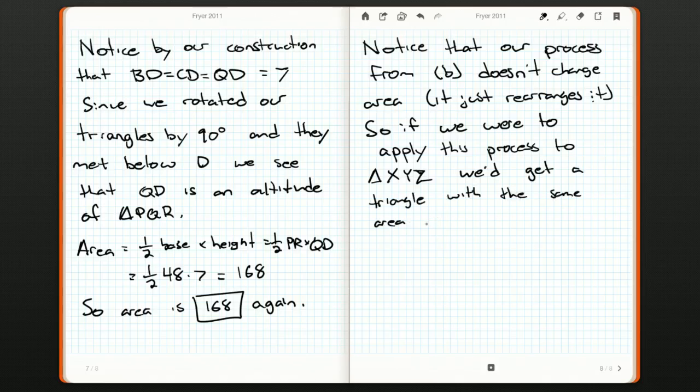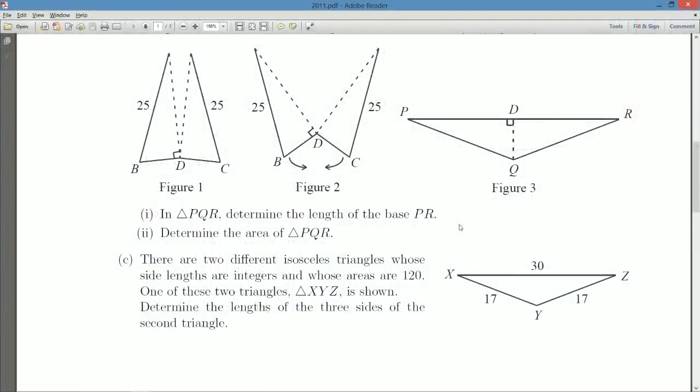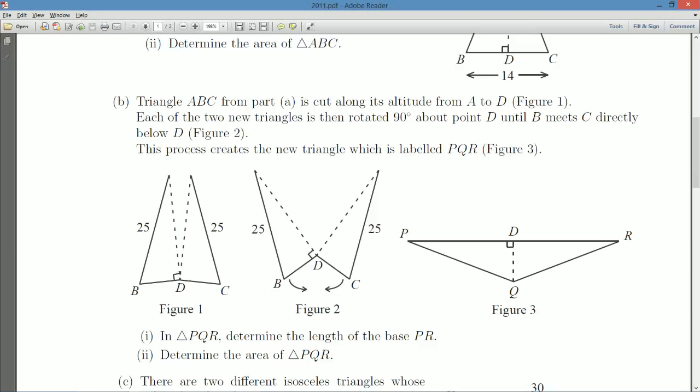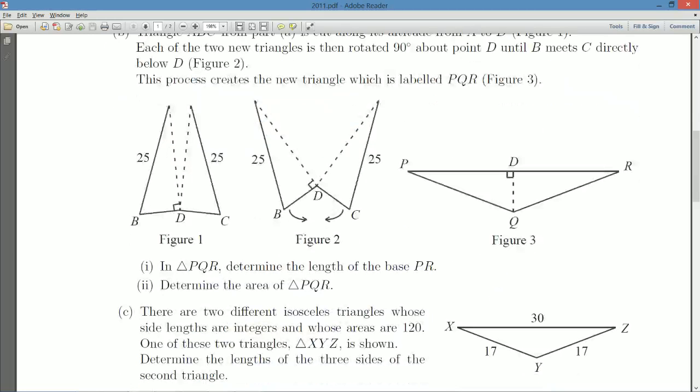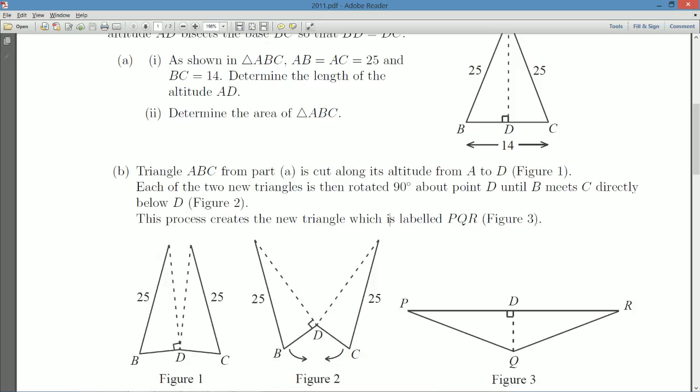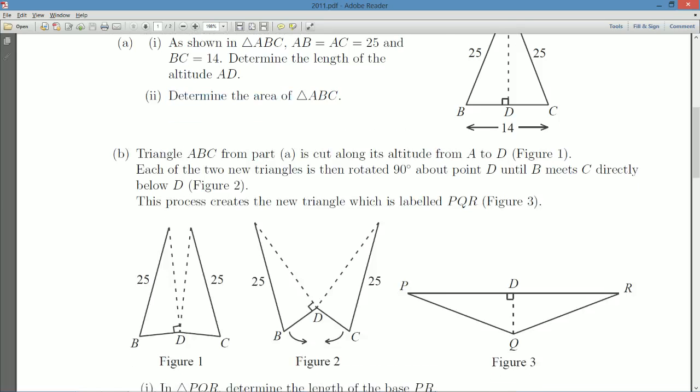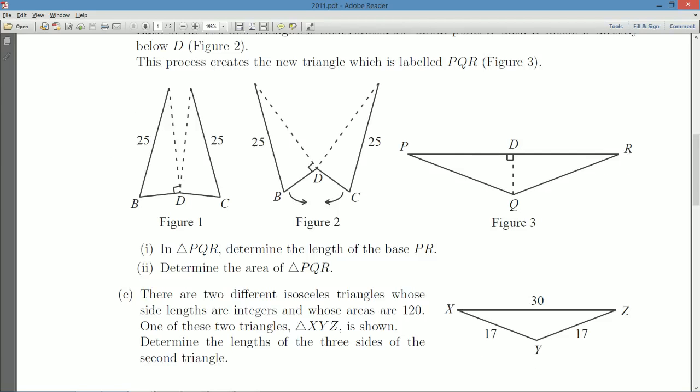So we'd get another triangle with the exact same area, which is 120, and that's exactly what we want. Okay? But this process here, it creates a new triangle, and it's going to have the same area. We either can remark that by realizing that we had the same area here as we did here. That's perfectly valid. Or we can just remark, as I have, that this process doesn't change area, just rearranges it. I think that's about the 34th time I've said that now.